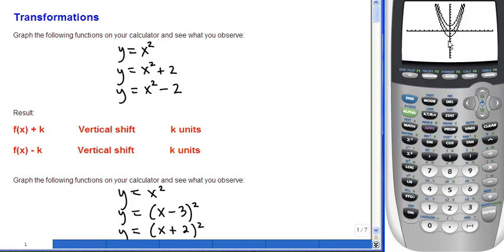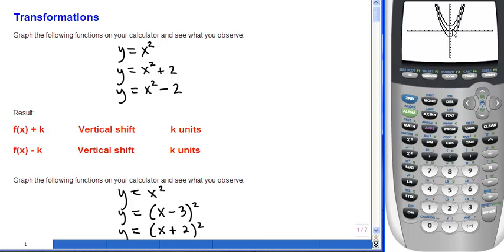So what kind of shift vertically did occur for this graph x squared? When we added 2, what happened to the graph? It moved up 2 units. When we subtracted 2, what happened to the graph? It shifted down 2 units.